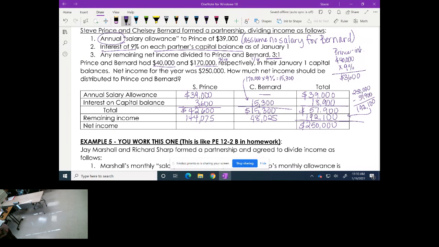Okay, so how much net income is Prince allocated? What's my total? Just add it down. 186.75. And then add it across and make sure that they work.